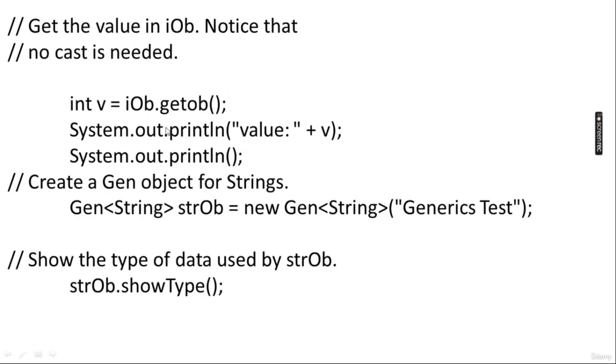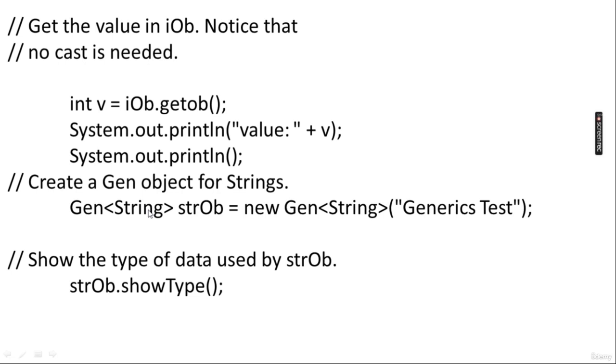So now it will automatically convert from the wrapper class Integer to the primitive variable v, and this will be displayed over here. That is, 88 is already wrapped into an Integer class, capital I, and now it is automatically converted to the primitive type, int v, and it is displayed over here. Create generic object for strings.